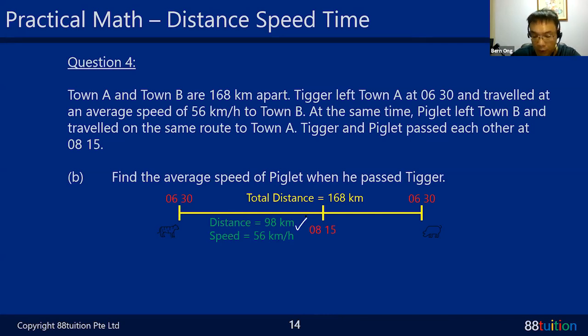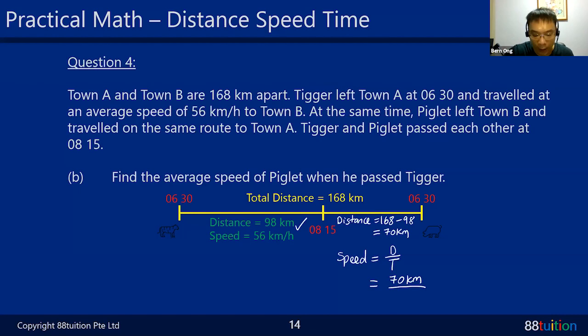So how do we find average speed? Speed is equal to distance divided by time. But we don't have the distance, I just found it out. Distance down here is 168 minus the 98 covered by Tiger, because they meet. That will be 70 kilometers. So the speed of Piglet will be 70 kilometers over time. And how long? What is the time?